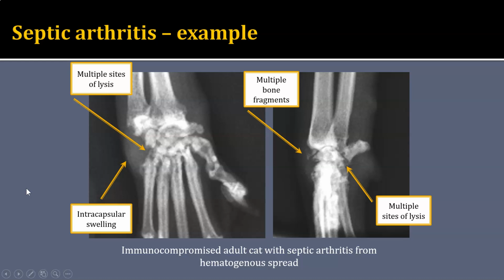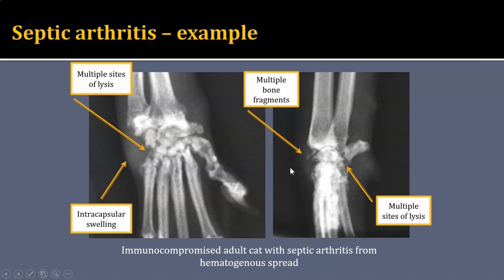Here's an example of an older cat that was immunocompromised because it was on immunosuppressive doses of prednisone. And this patient became septic and had hematogenous spread to multiple joints. And this just is one of the carpi. In this patient, there's quite a bit of soft tissue swelling, and then if we look at almost all of the bones of the carpus, including the distal radius and ulna and the proximal metacarpal bones, there are quite a bit of articular erosions, lysis, and subchondral erosions.